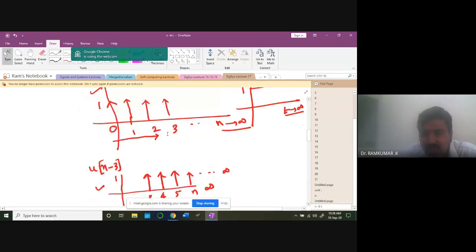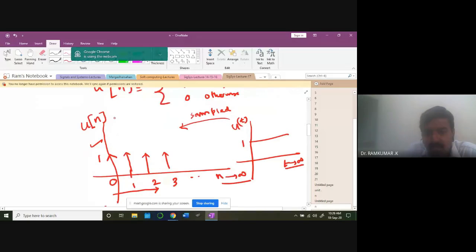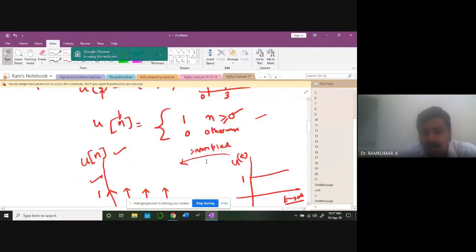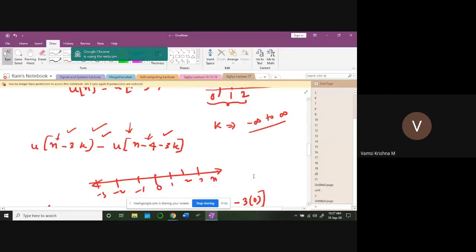If this is clear, then you can understand this also. N minus 3 is a 3-sample shift. Instead of starting from 0, it is going to start from 3. Now, if I subtract these two, u of n and u of n minus 3, what do I get? I get these 4 samples. Am I right? Yes, sir. In the same manner, whatever pulse you obtained here. Is it clear?